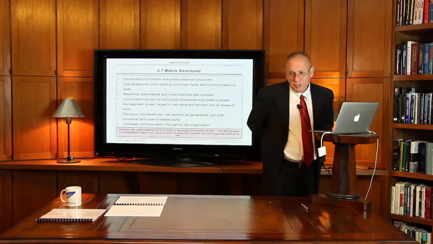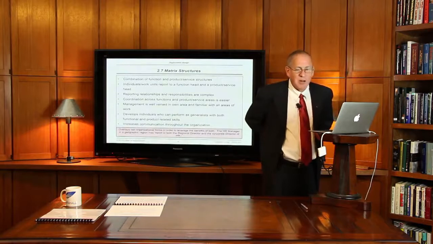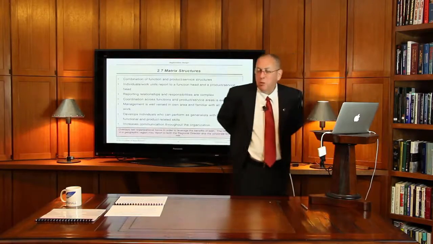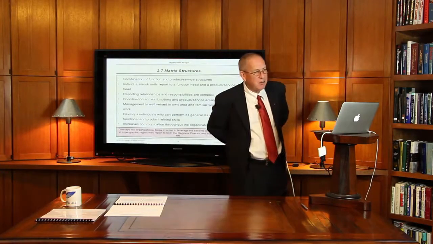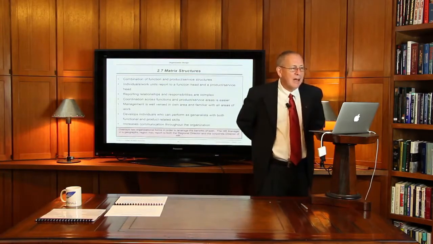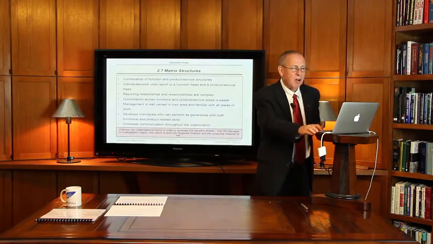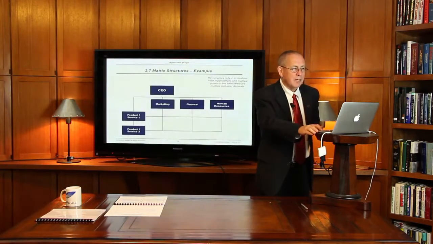So reporting relationships can be quite complex because you can ask the question, who's my boss? In fact, one of the functions of a poorly designed organization is having too many bosses. We call it multiple boss syndrome. But there are benefits of operating this way. So this is what a matrix structure would look like. So that was our third type of structure.